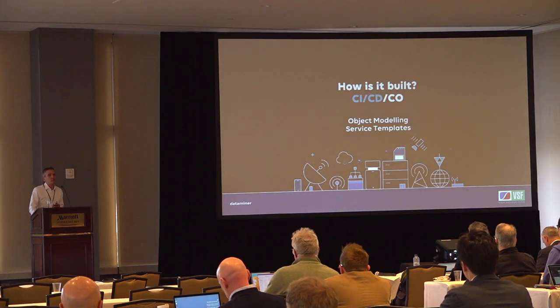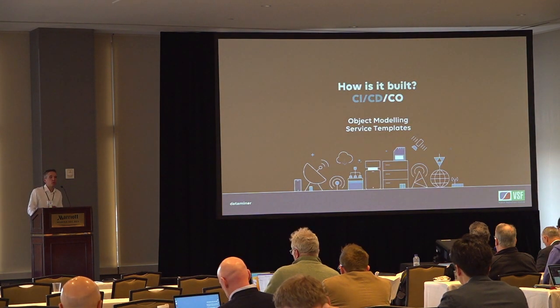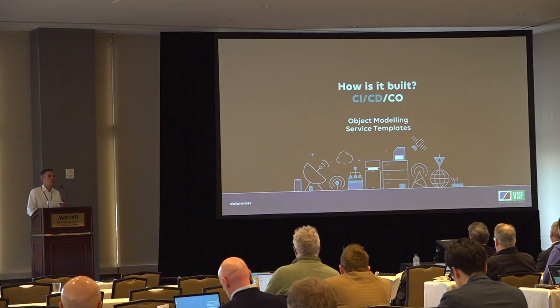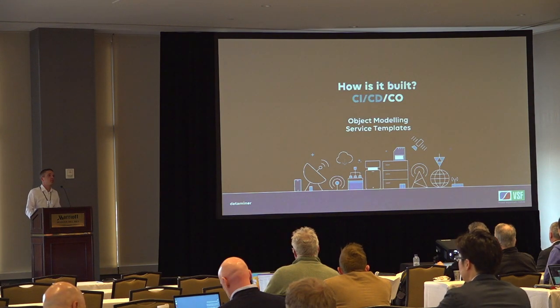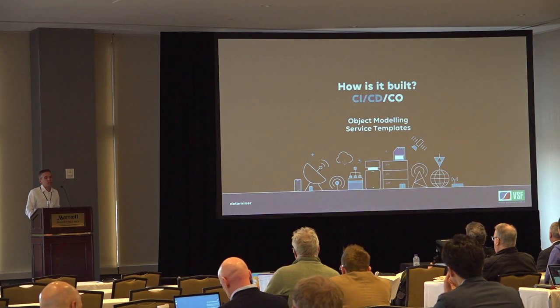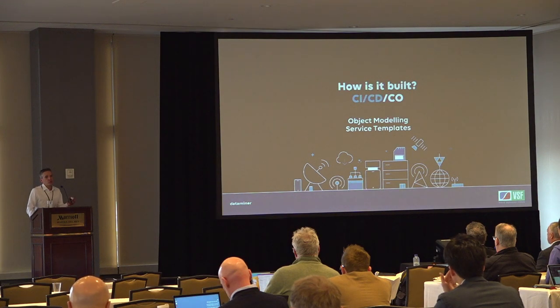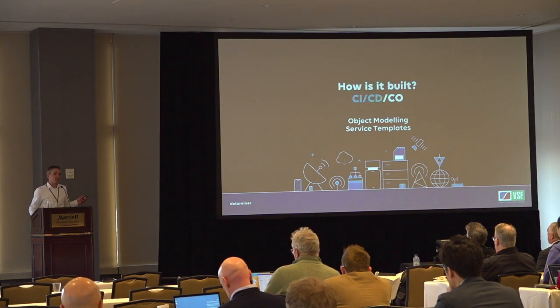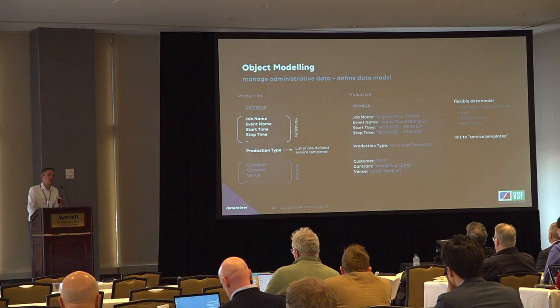And the way it was built, I can't go through all the details here. It's also built on a CI/CD platform internally at Skyline Communications. We are using Jenkins. Our customers are mostly on GitHub. We help them building up that CI/CD platform to set up such workflow. Two things I want to focus on today is what we call object modeling and service templates. And what is that? Object modeling is a way to gather administrative data.